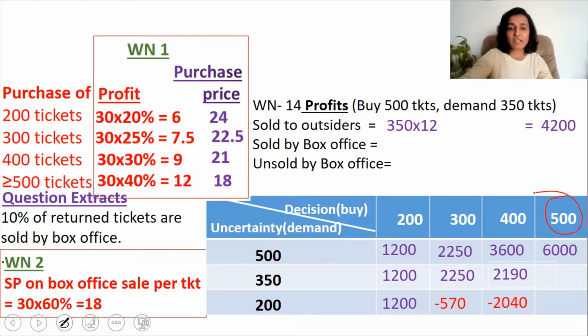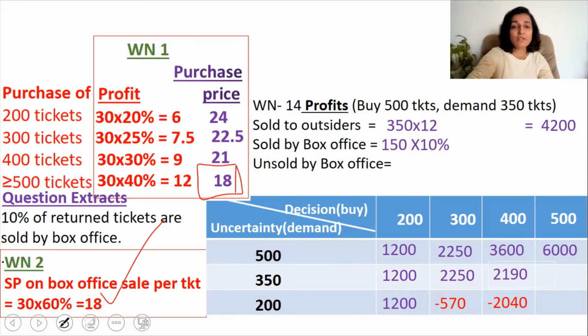Now coming to the unsold tickets. Out of the 500 tickets, he is able to sell only 350. So unsold tickets is 500 minus 350 or 150 tickets. And what is the quantity that the box office is able to sell? Only 10%. So into 10%. And what is the profit? $18 he gets from the box office and $18 is the purchase price, which means that the profit is 18 minus 18 or 0, which means that the ultimate amount is $0.